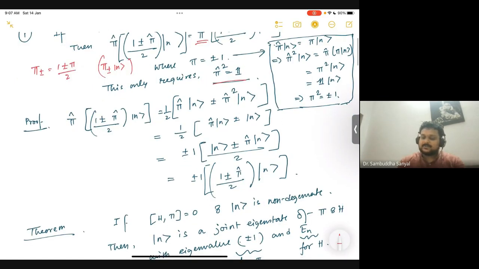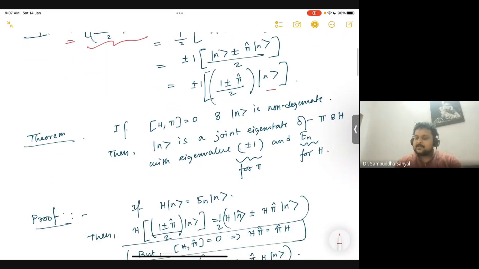Now the proof is very simple, where you have to apply the Π operator on this Π±|n⟩, which is (1 ± Π)/2 |n⟩. When you do that, the first one just gives you the Π operator, the second one gives you Π². Π² is identity, so this basically is ±(1 ± Π)/2 |n⟩, where you take out the ±, and you get back this. So this is the proof that this is an eigenstate of this operator.